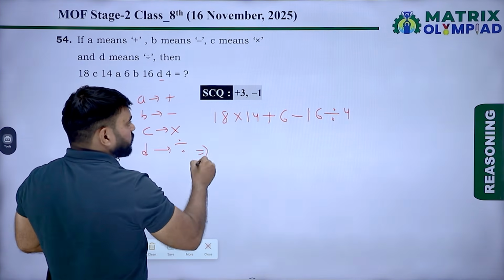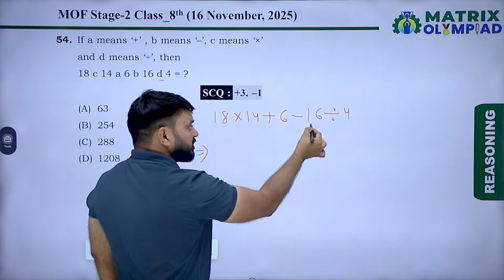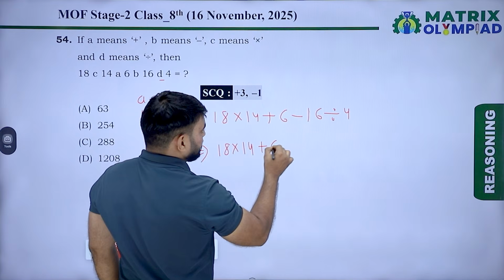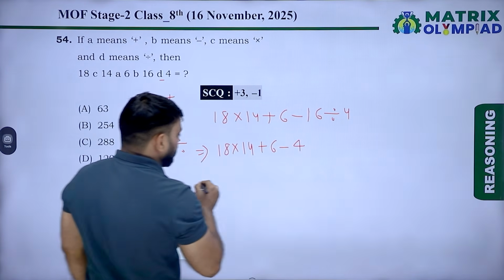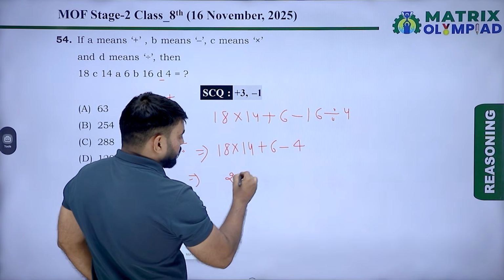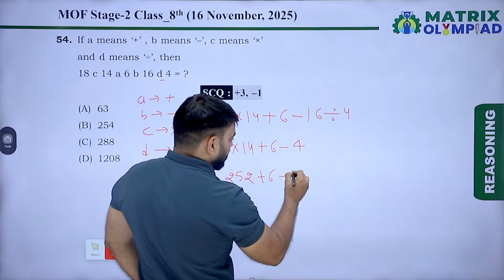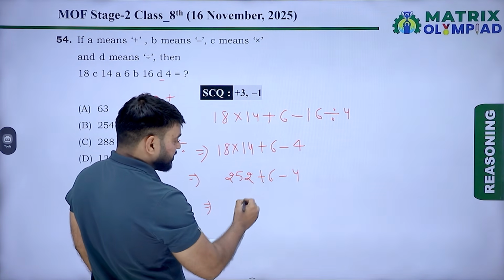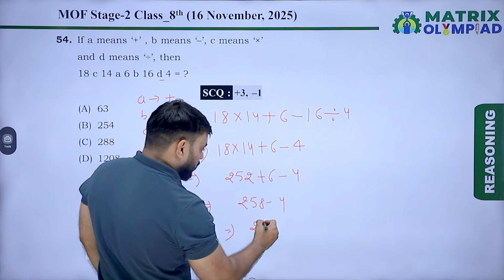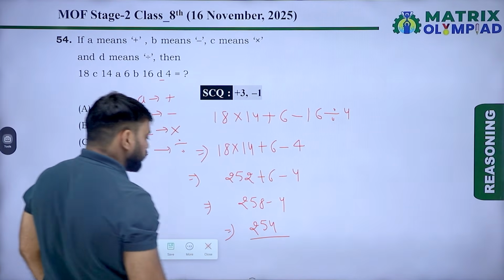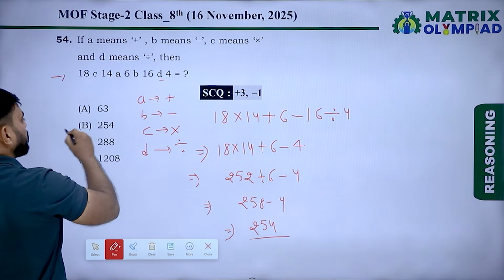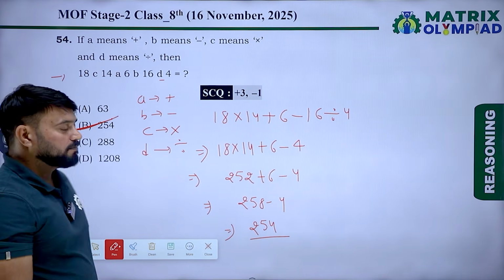Now using BODMAS rule in this equation, so first divide the number. So 16 divided by 4, it means 4. So 18 multiply by 14 plus 6 minus 4. Now multiply the number. So 18 multiply by 14, it means 252 plus 6 minus 4. So 252 plus 6, it means 258 minus 4. 258 minus 4, it means 254. So here 254 is the correct value of given equation. So here option B is the correct answer of this question.